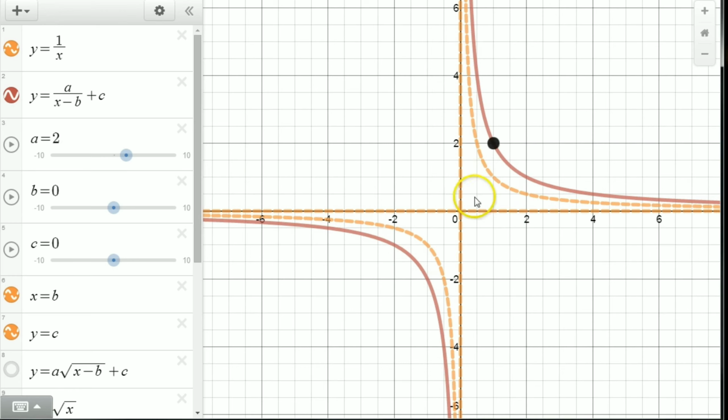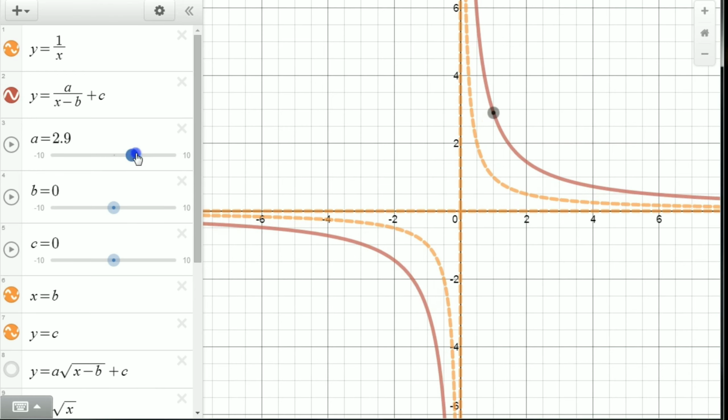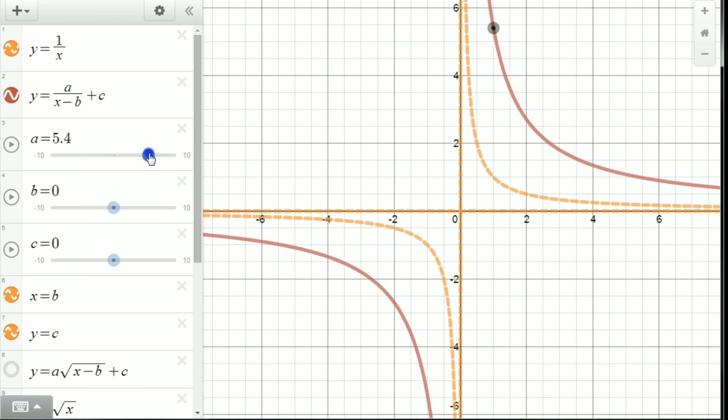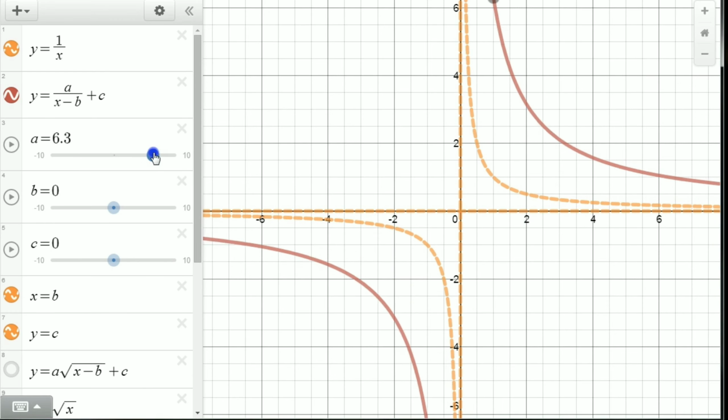So now a equals 2. In the original graph, we had y is 1 over 1, which is 1. In this graph, we have y equals 2 over 1, which is 2. So changing the value of a has the effect of magnifying, or dilating, these points along the y-axis. As I increase the value of a, this point just moves further and further along the y-axis.